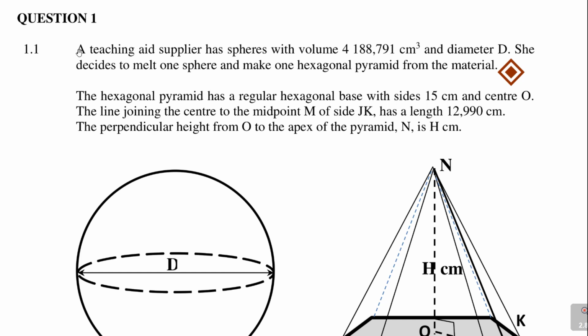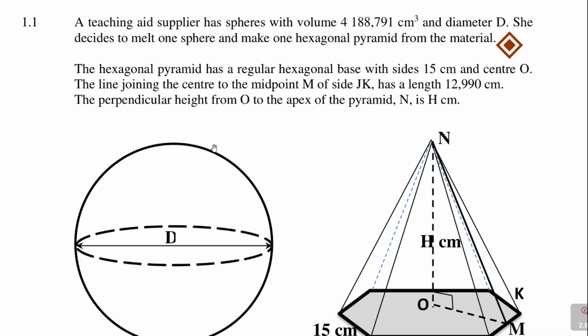It says a teaching aid supplier has spheres with volume of that number and diameter d. So you can see there is the diagram of a sphere in here. This is the sphere with the diameter, and then she decides to melt one sphere and make one hexagonal pyramid from the material. So from this she made the hexagonal pyramid.